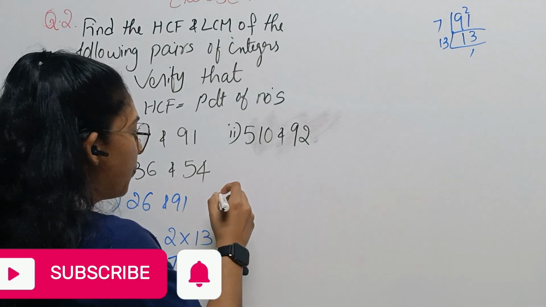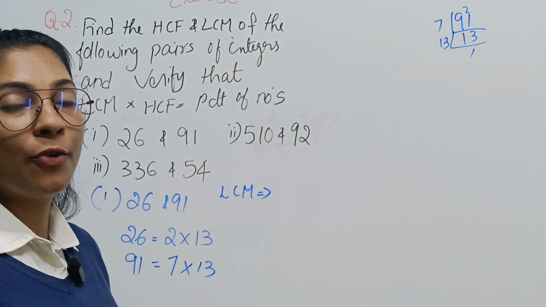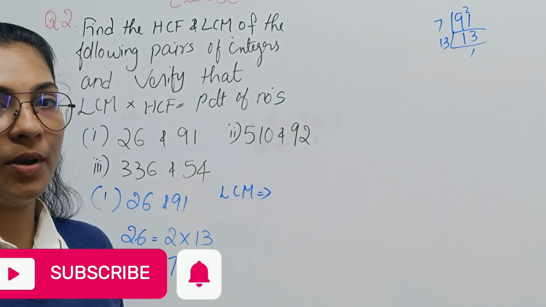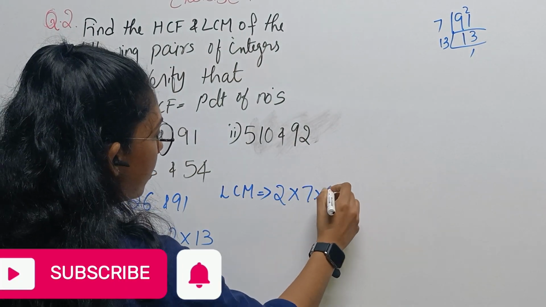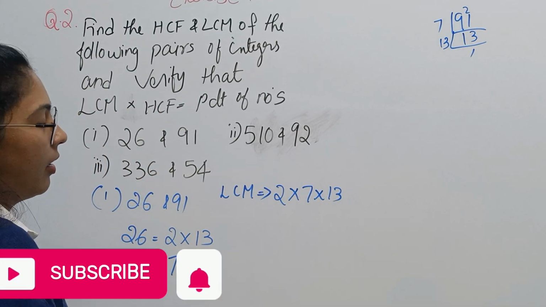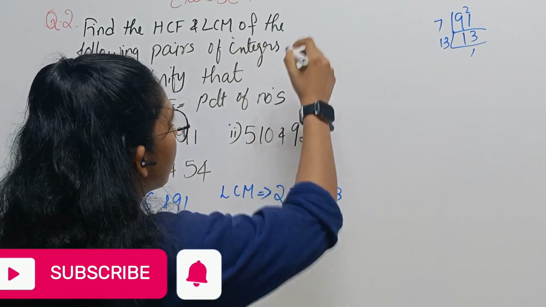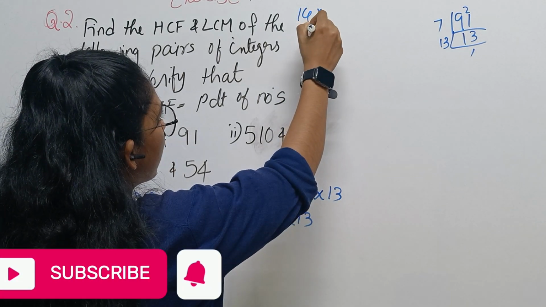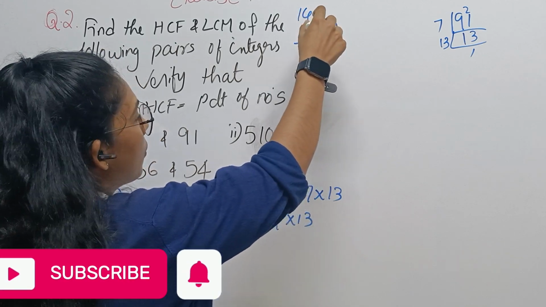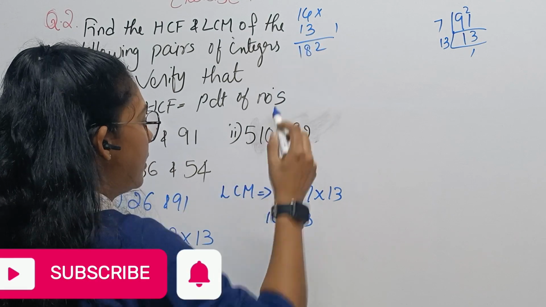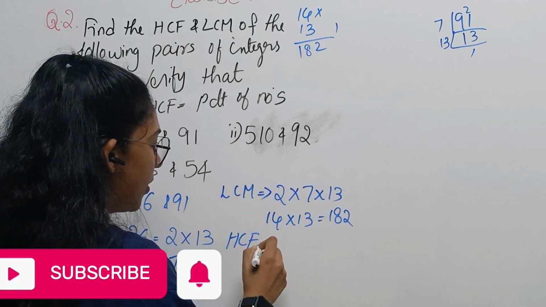Okay, so now what is LCM? LCM is the product of all factors with the highest power. So 2 is there, 7 is there, 13 is there. Now 7 times 2 is 14, 14 into 13. What is 14 into 13? It is 182.